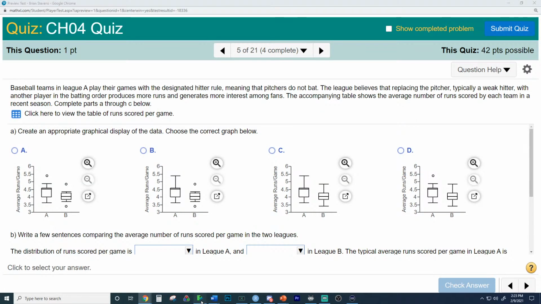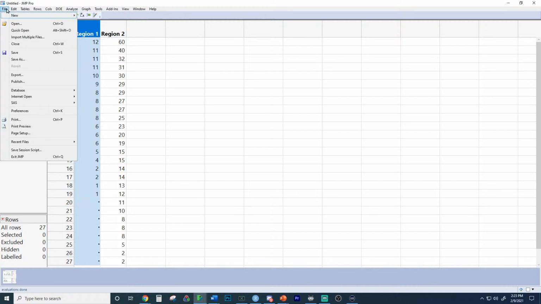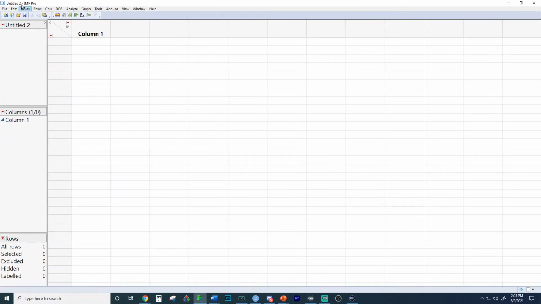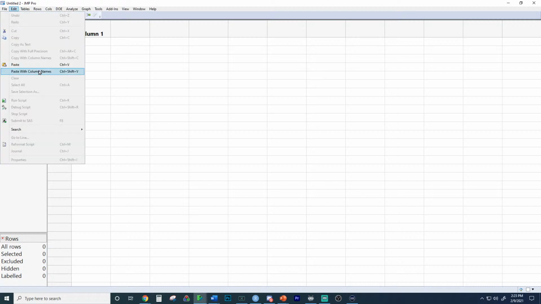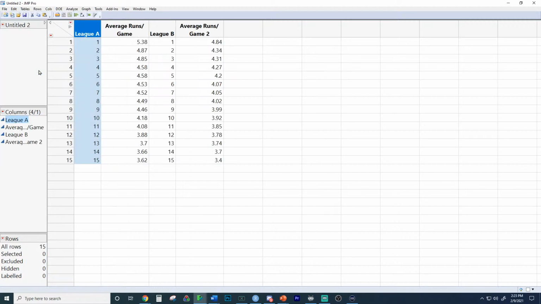I'll show it the other way. We're going to go here to File, New, Data Table. Now make sure to go to Edit, Paste with Column Names. Edit, Paste with Column Names. It's very important that you see that these are blue. If these are not blue, then that is an error. So these need to be blue right here.